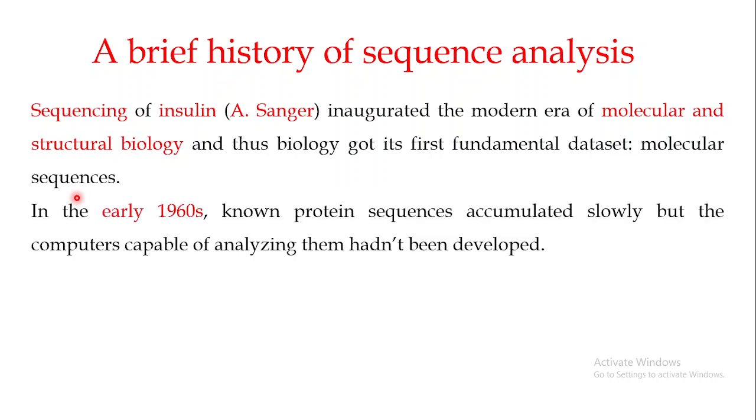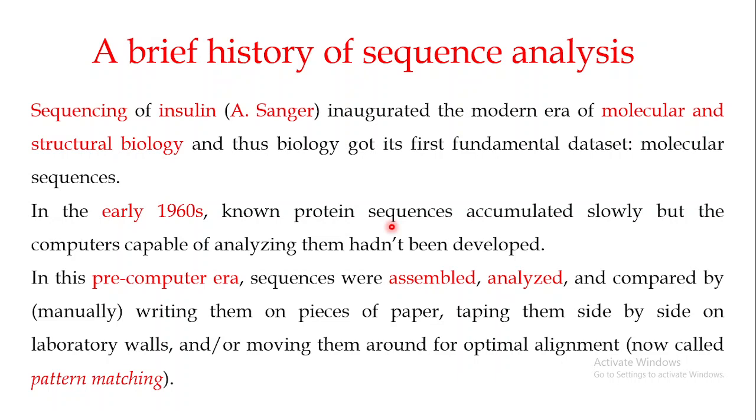In the early 1960s, after the sequencing of insulin, the biochemists started sequencing other proteins. So the protein sequences accumulated slowly, but computers capable of analyzing these protein sequences hadn't been developed in the early 1960s. So in this pre-computer era, the sequences of these proteins were assembled, analyzed, and compared manually by writing them on a piece of paper or taping them side by side on the laboratory walls, or moving them around for their optical alignment.